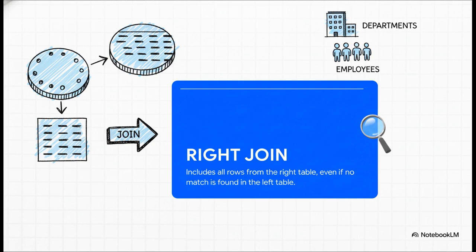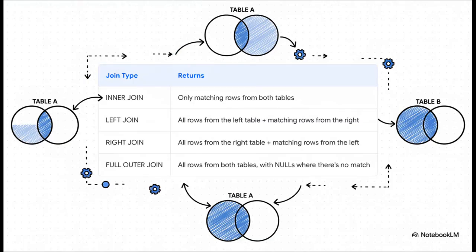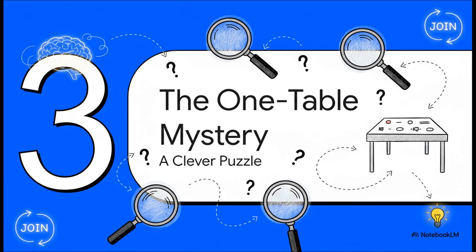This time, the right table, the departments, is the priority, and we only pull in employee data where there's a match. So the crucial point here is that each join in your toolkit is designed to answer a slightly different question about how your data is related. Inner gives you just that perfect overlap. Left and right give you everything from one side plus that overlap. And full outer, well, that gives you pretty much everything from both sides. But now for a new case, a real head-scratcher where all the clues you need are hidden inside just a single table. This is where things get really clever.